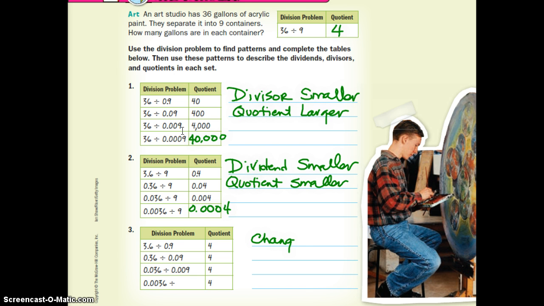Change both by the same degree, which leaves us the same answer or quotient. Alright, so let's move on to the lesson.